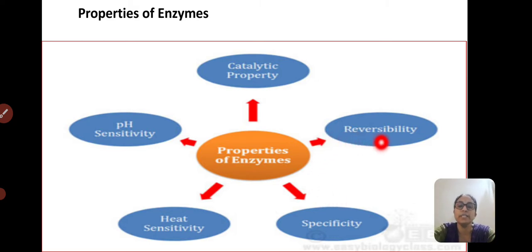And finally, we discussed the reversibility of the reaction. Most of the enzymes show the reversible reaction. Sometimes the forward reaction is catalyzed by one enzyme and the backward reaction by another enzyme. Sometimes most of the catalytic reactions are irreversible also. All those with respect to reversibility of the reaction we discussed.